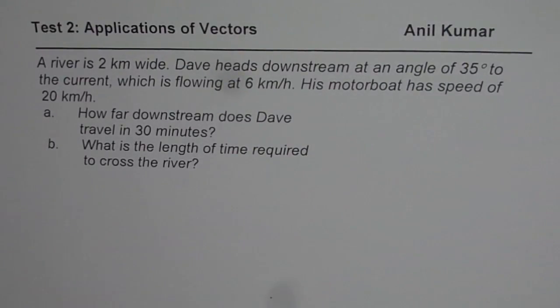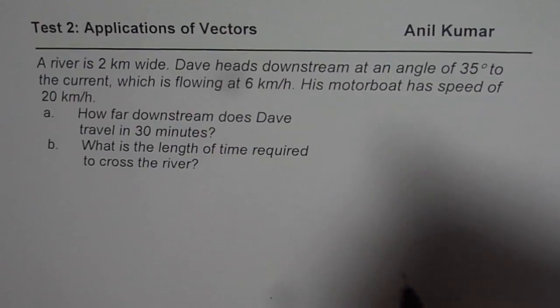A river is 2 kilometers wide. Dave heads downstream at an angle of 35 degrees to the current, which is flowing at 6 kilometers per hour. His motorboat has speed of 20 kilometers per hour. How far downstream does Dave travel in 30 minutes, that is half an hour? What is the length of time required to cross the river? So that is the question before us.